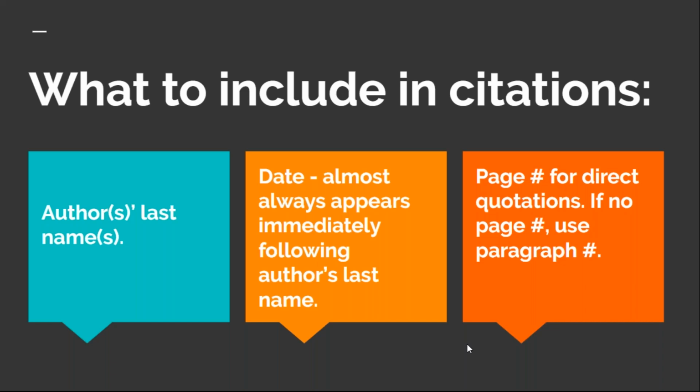And then if you have a direct quotation, you're going to include a page number. If you don't have a page number, for example, if you're on a website and it's just one big scroll down, you're going to provide a paragraph number. But if there's no page number and you use a direct quotation, you should always let your reader know where that specific location is within your source.